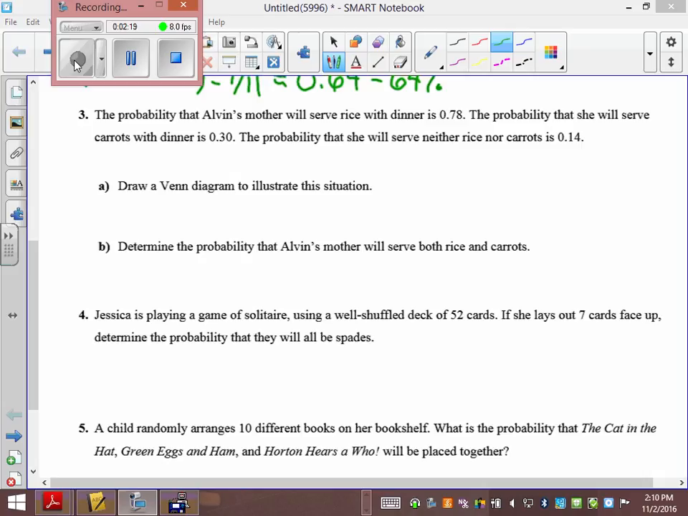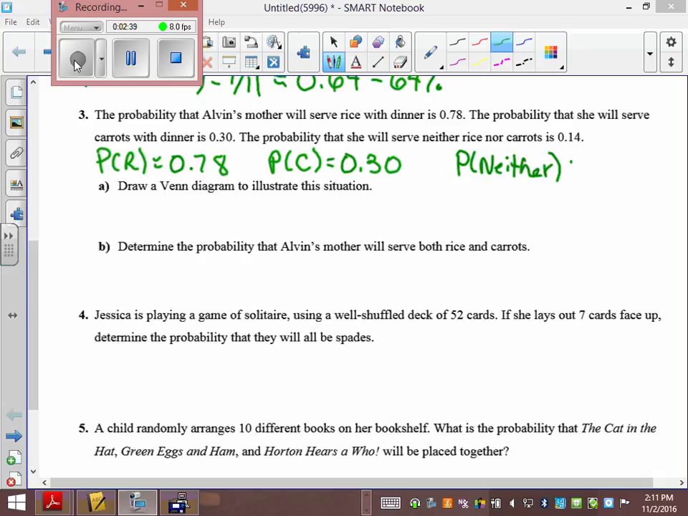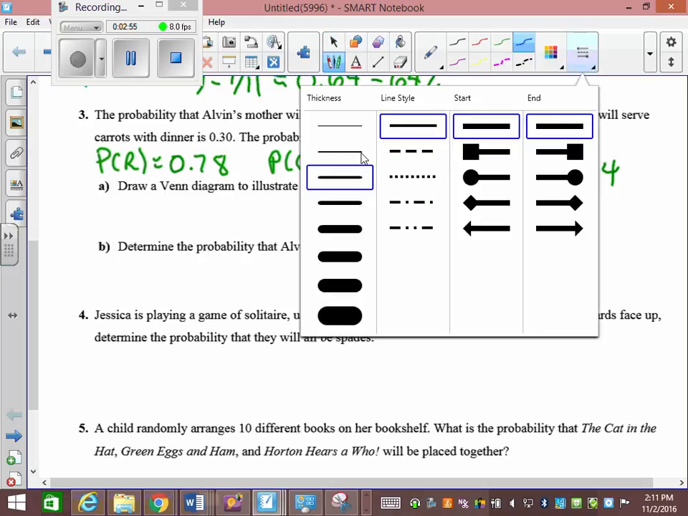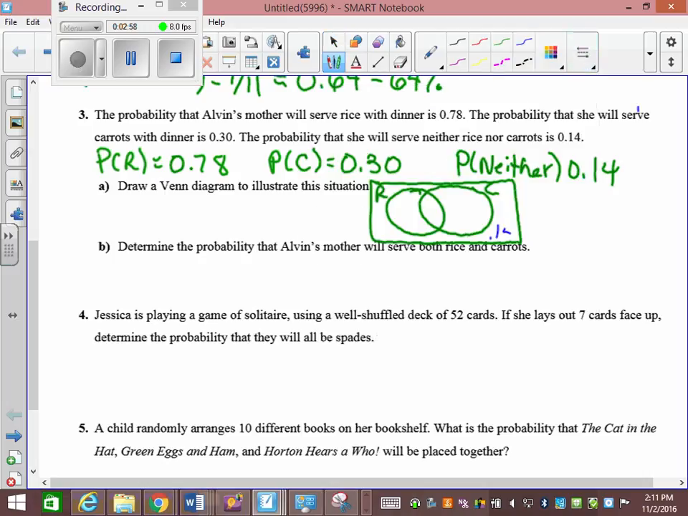The probability that Elvin's mother will serve rice with dinner is 0.78. So probability of serving rice, 0.78. Probability that she will serve carrots, 0.30. Neither rice nor carrots, so probability of neither, 0.14. Draw myself a Venn diagram. There shouldn't be a cell phone out. Rice, carrots. So 0.14 would go here.